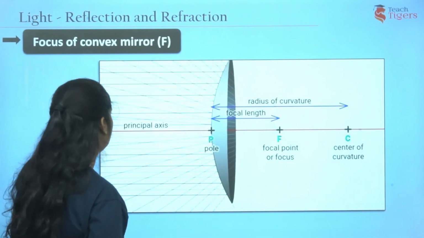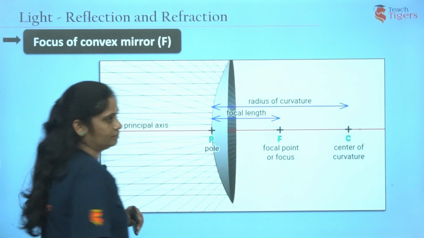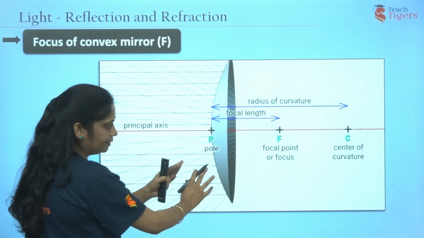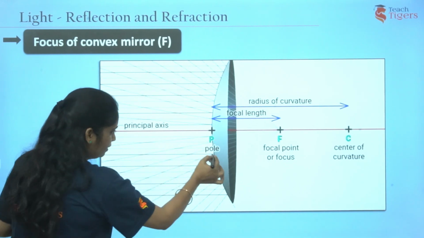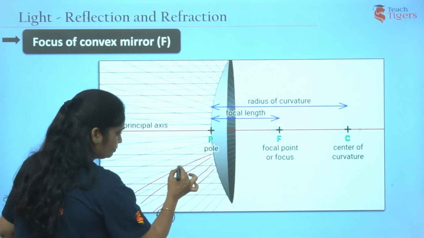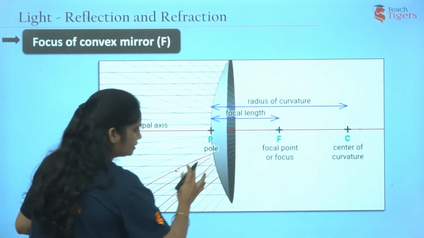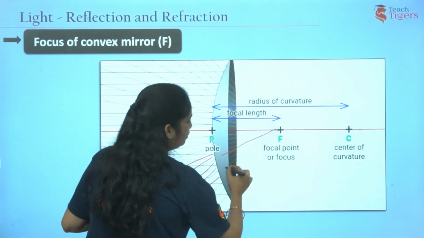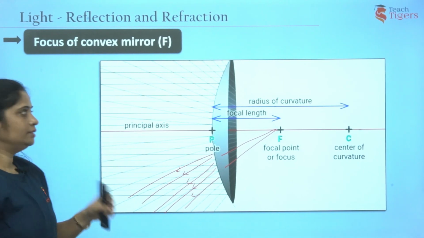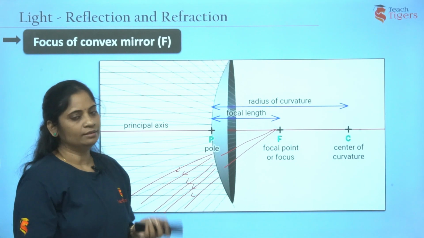Next, let's see this picture of the convex mirror. Here also you can see many parallel rays are incident, and you can see all the reflected rays. These are all the reflected rays which are diverging, and if you extend these reflected rays, they appear to meet here. So they all appear to diverge from the focus. This is how the convex mirror got its name as a diverging mirror.